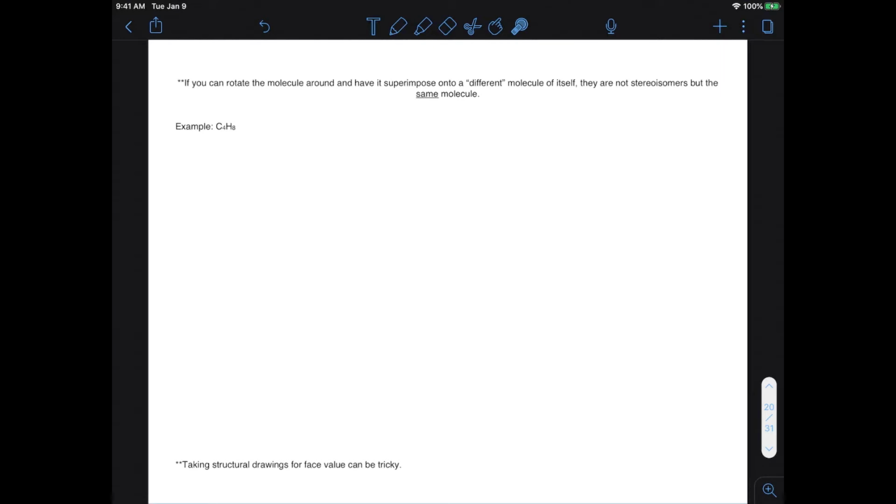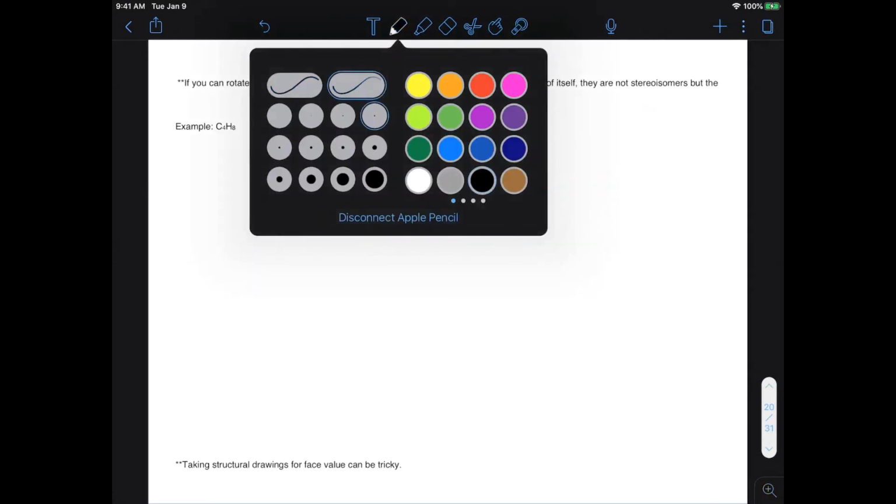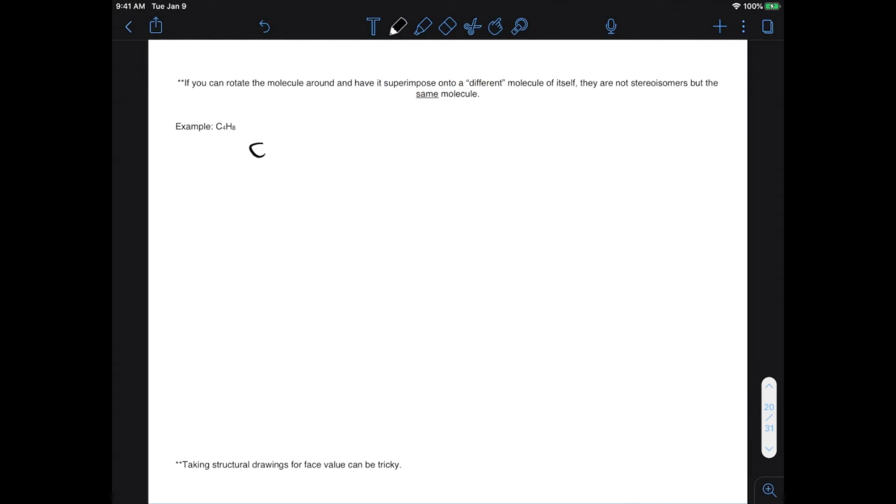But to give you an example of the different ways these things can come together, let's talk about this first. If you can rotate the molecule around and have it superimpose onto a different molecule of itself, they are not stereoisomers but the same molecule. So what do I mean by that? Let's draw it out. I'm shorthanding the hydrogen placement here, condensing it rather than drawing everything out, since it's a lengthy process. So we have the similar one here, this cis isomer.